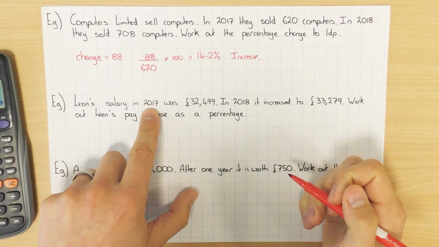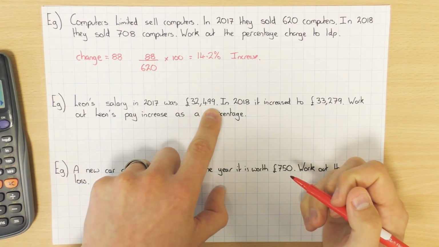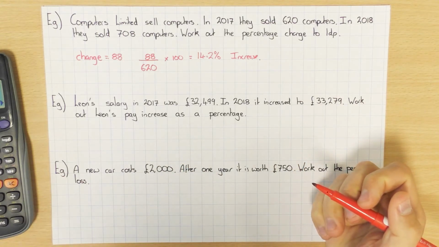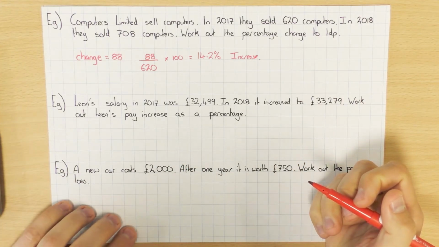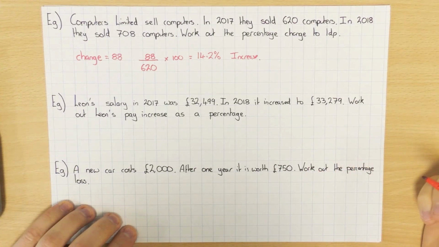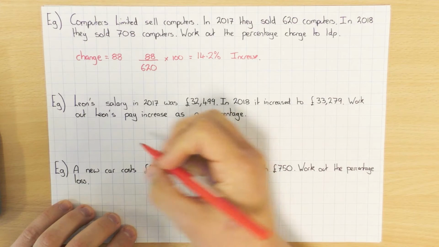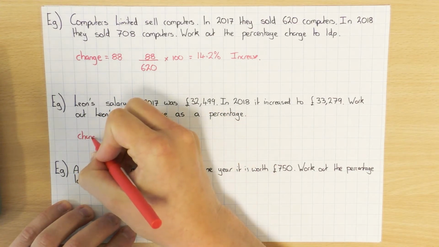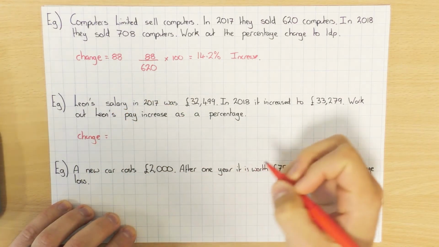Leon's salary in 2017 was £32,499. In 2018, it increased to £33,279. Work out Leon's pay increase as a percentage. This is one that would be quite relevant to find out what you'll be getting or how much of a percentage increase you have on your wages. Hopefully, you'll get an increase. So we work out the change.